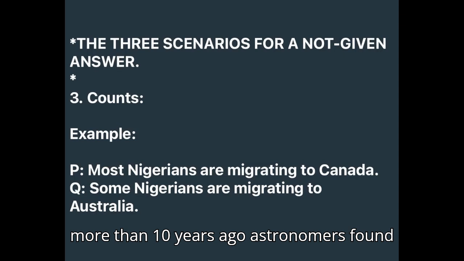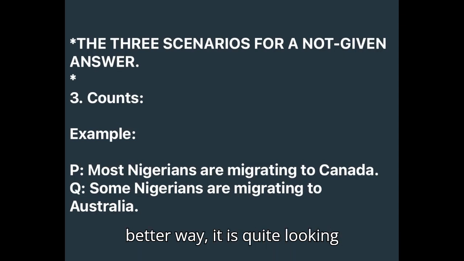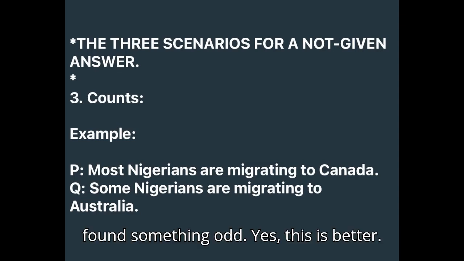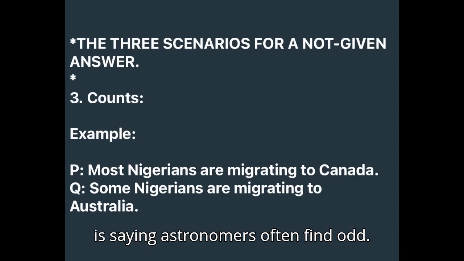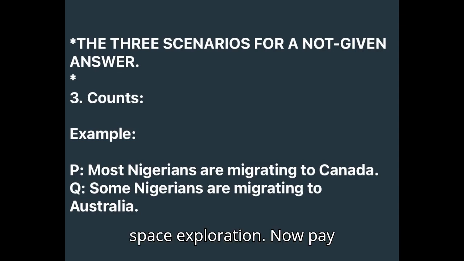More than 10 years ago, astronomers found something odd. Wait, let me make it a better way. It is quite looking confusing in that context. All right, let's say the passage is saying more than 10 years ago, during space exploration, astronomers found something odd. Yes, this is better. More than 10 years ago, during space exploration, astronomers found something odd. That is the passage. And the question is saying astronomers often find something odd during space exploration.